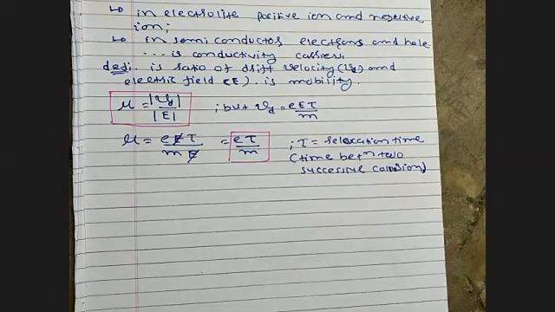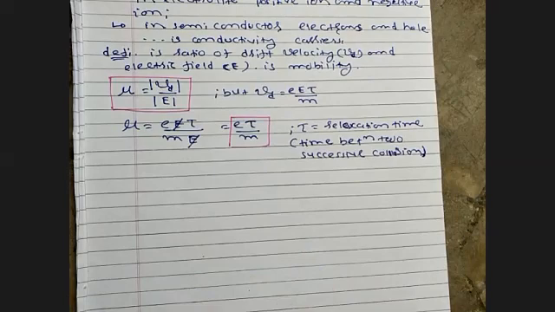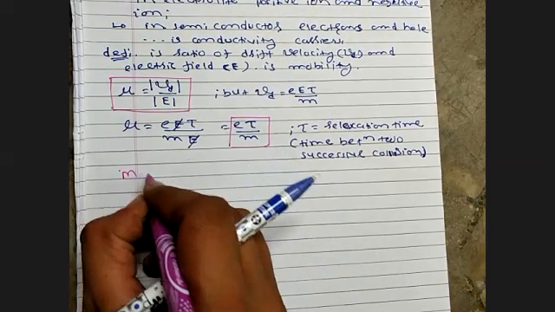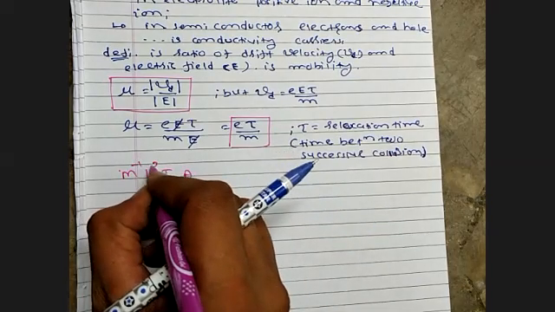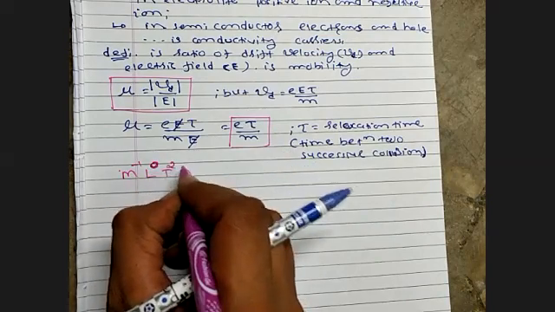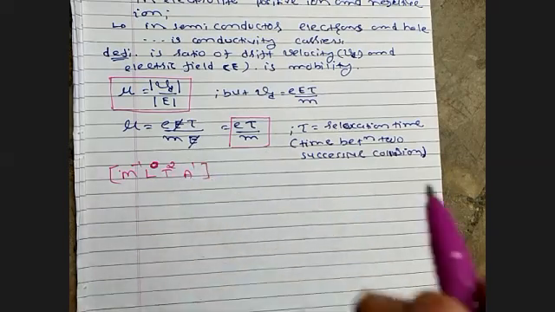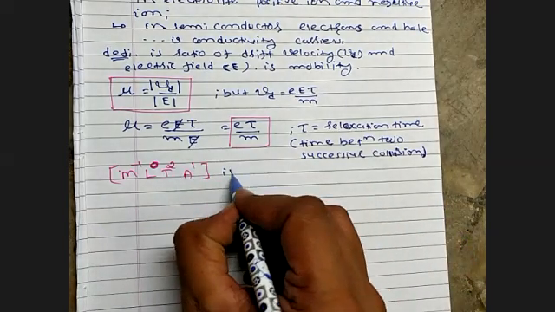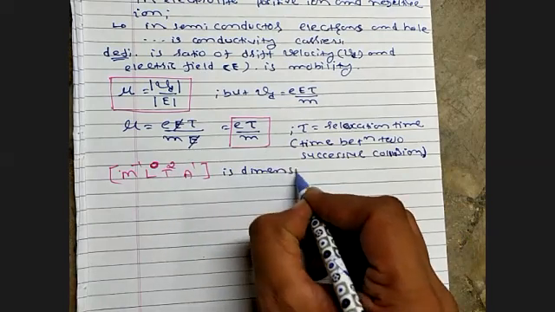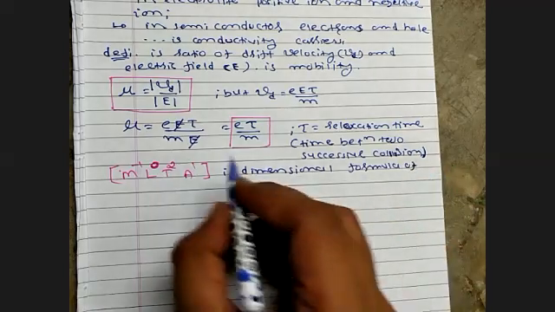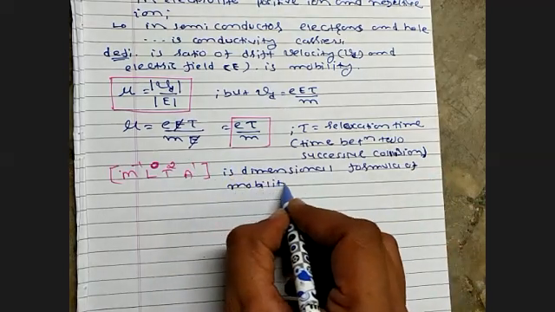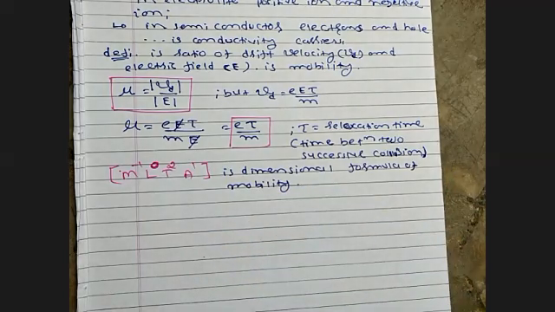And you see there is a dimensional formula over here. The dimensional formula of mobility is M^-1 L^0 T^2 A^1. So this is the way we understand the dimensional formula of mobility.